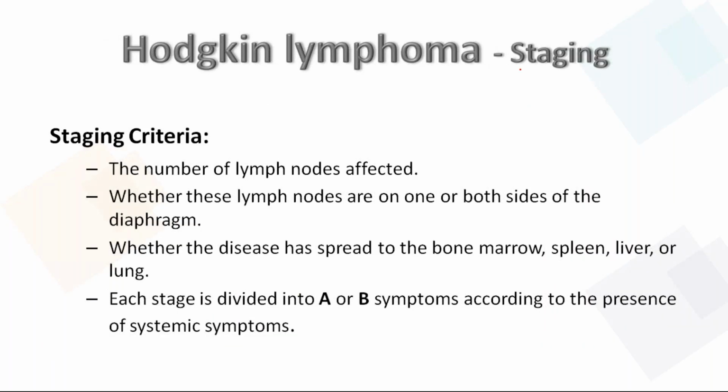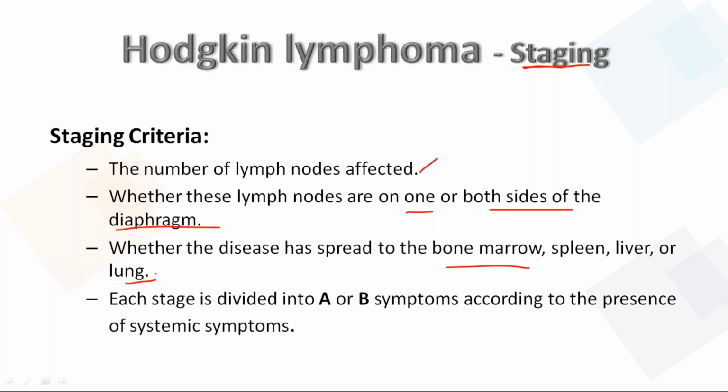Now, staging. These are the criteria you take into account. What is the number of lymph nodes involved? Whether these lymph nodes are on one side or both sides of the diaphragm. If you divide the body into upper and lower halves, the dividing line being the diaphragm, are they on both sides or only one side? Whether the disease has spread to other systems, as I said, bone marrow, spleen, and liver, or is confined only to the lymph nodes.